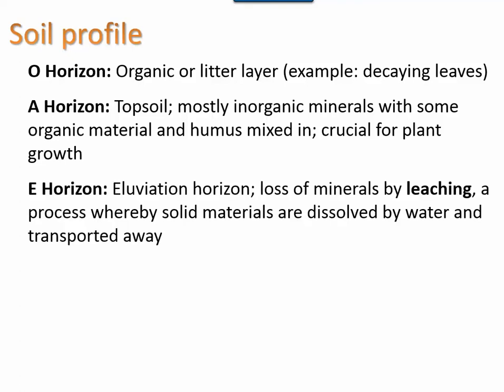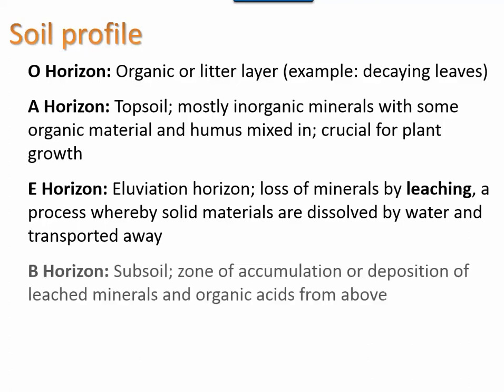The E horizon is between the A and the B, and it's called E for eluviation. And this means a loss of minerals by leaching, which is a process whereby solid materials are dissolved by water and transported away. So you have minerals in the A layer which can get washed away, and when they do, that becomes an E horizon, E layer.